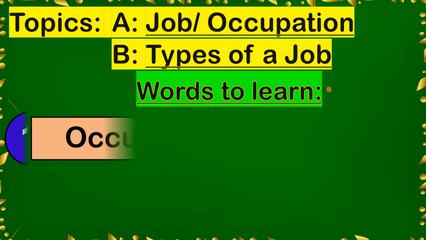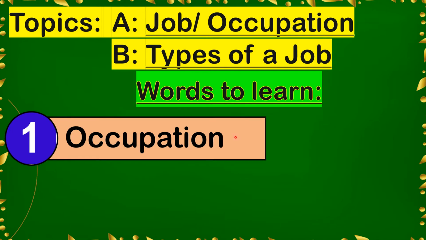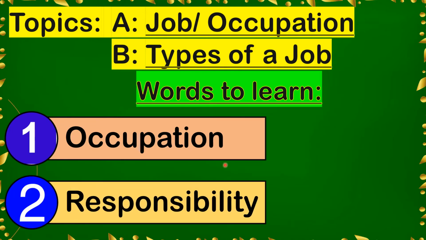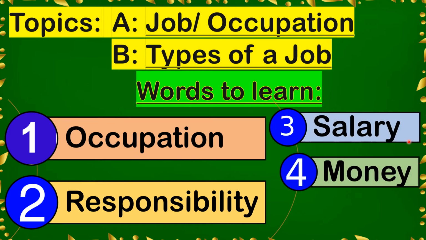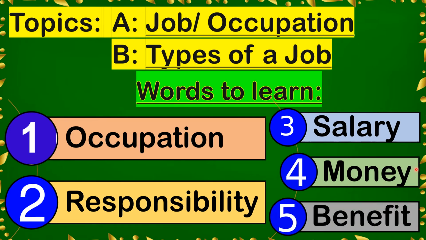Let's start reading. Number one, occupation. Number two, responsibility. Number three, salary. Number four, money. And number five, benefit. Now let's study these five words one by one.